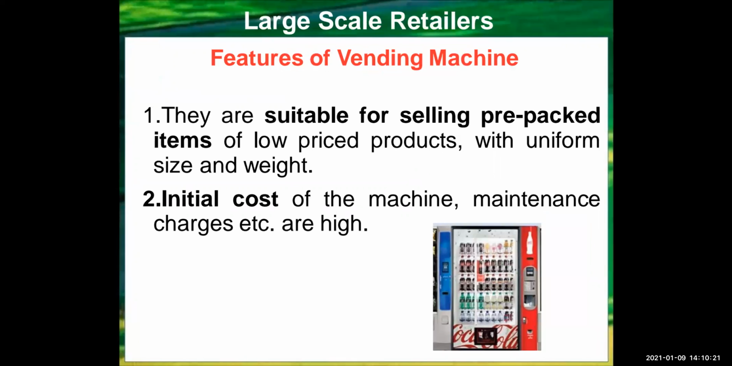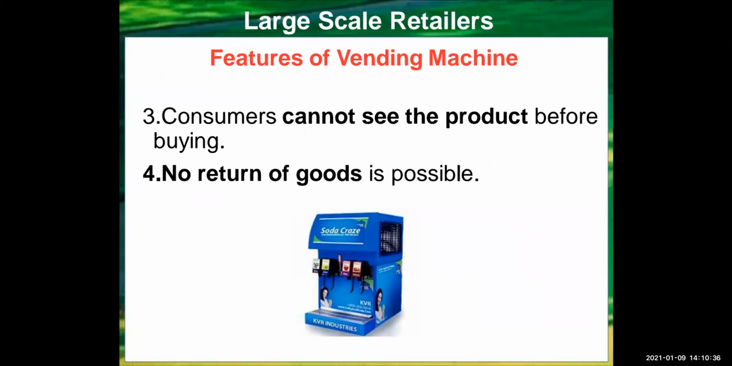Now, when we talk about the features of vending machines, they are most suitable for selling pre-packed items of low price with uniform size and weight. The initial cost of the machine and maintenance charges are very high, and the consumer cannot see the product before buying. Another feature is that you cannot return the goods if you don't want to purchase them.